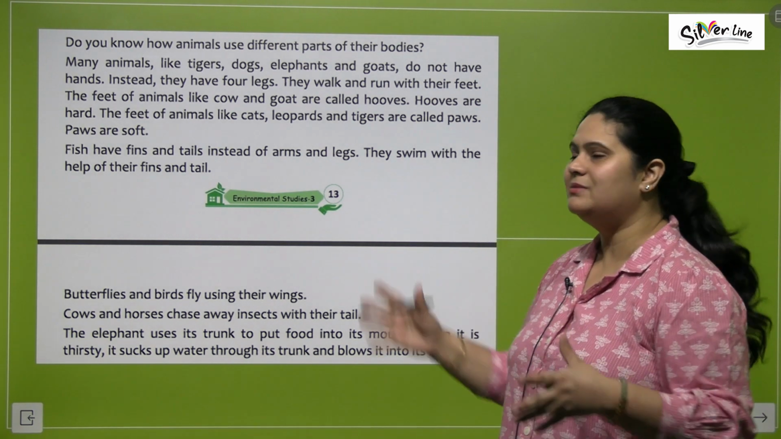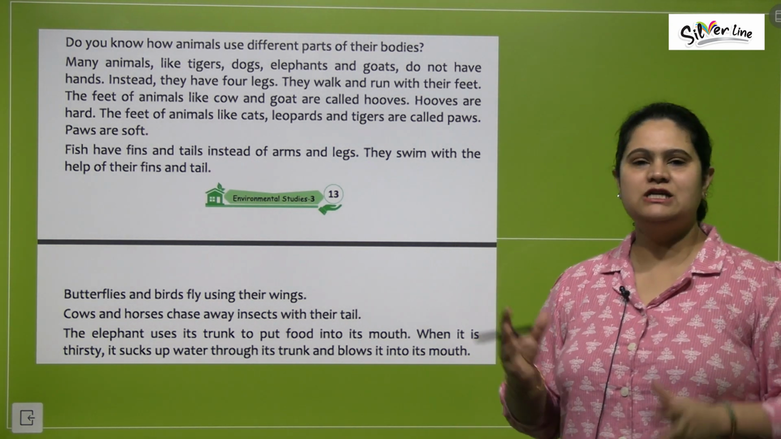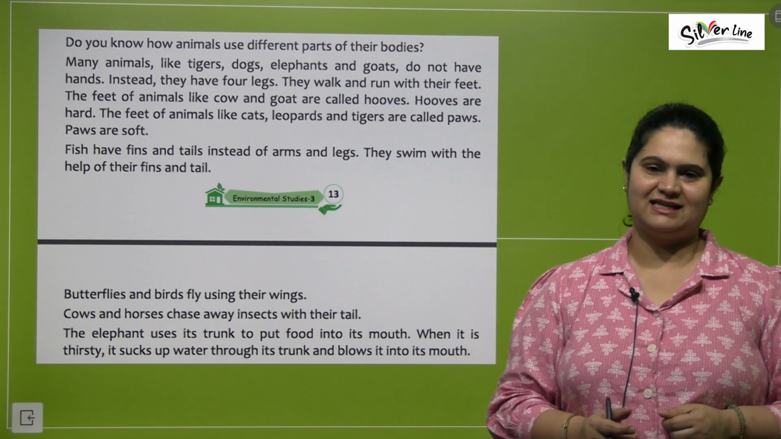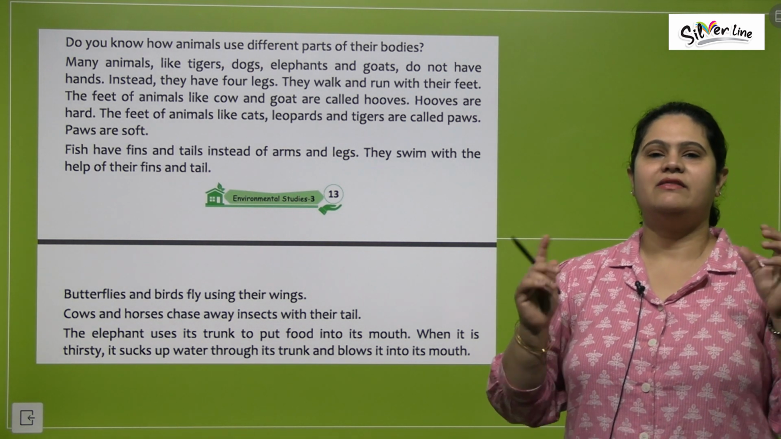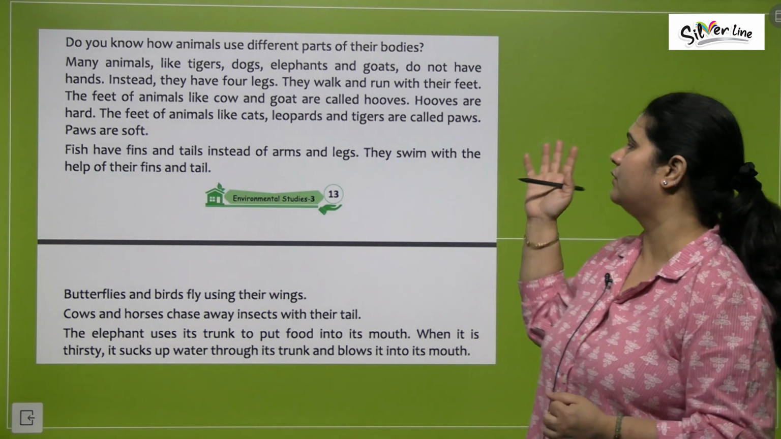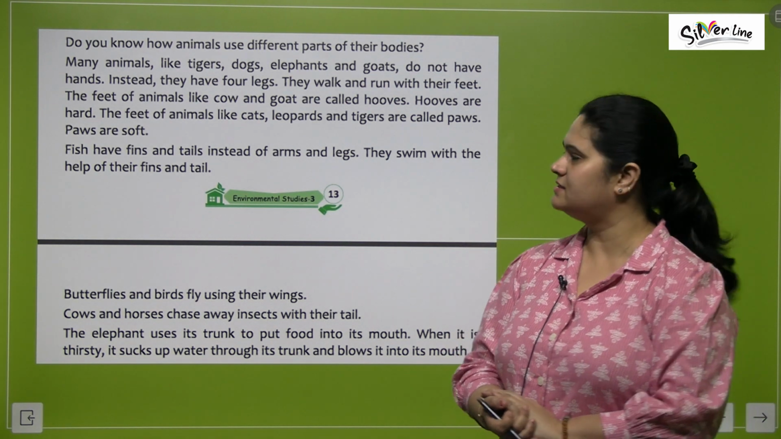While आपने कुछ animals देखे होंगे like cats, leopards, tigers, उनके जो feet हैं वो बहुत soft होते हैं और उन्हें paws कहा जाता है, right? What are their feet called? Their feet are called paws. जैसे dogs हो गए, right? Cats हो गए, उन सब के feet hard नहीं होते, soft होते हैं, right?